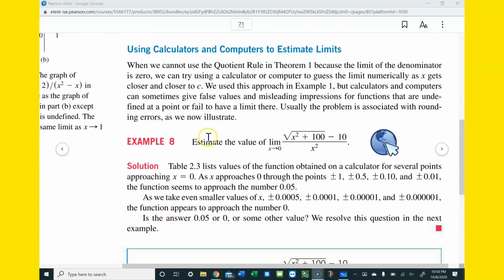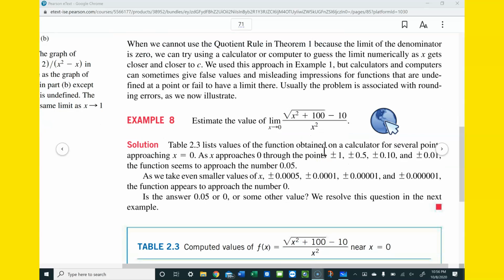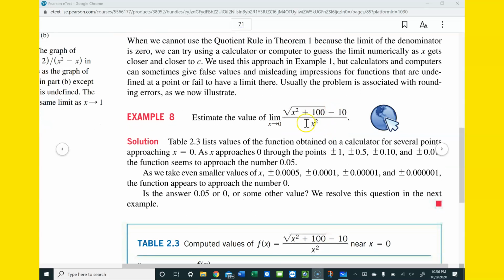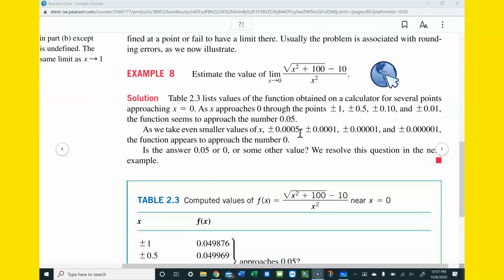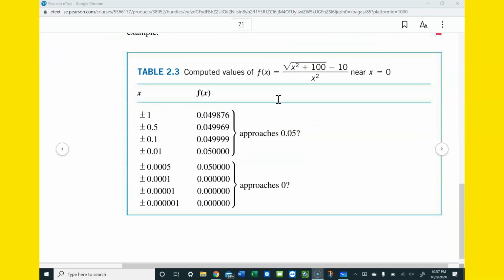All right, example 8. Example 8 wants us to plug this into the calculator and get the values in a table, and show in the table what this function gets closer and closer to as x approaches 0. And it wants us to do it for smaller and smaller increments in the table. So if you make the increment smaller and smaller, it approaches this 0.05. But then if you get even smaller, it seems to approach 0 itself.